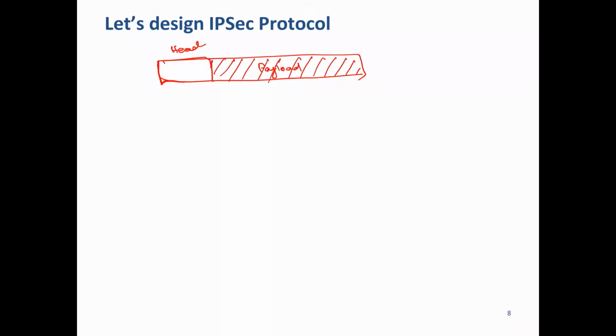And we have seen in the last class that anybody can change the source address. So can we encrypt this also using the same key?